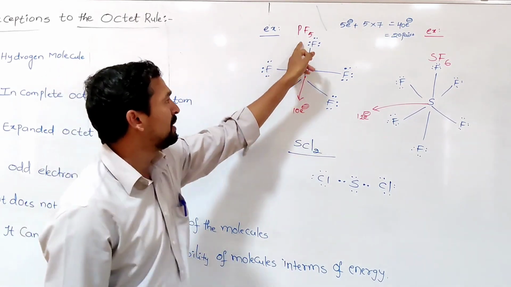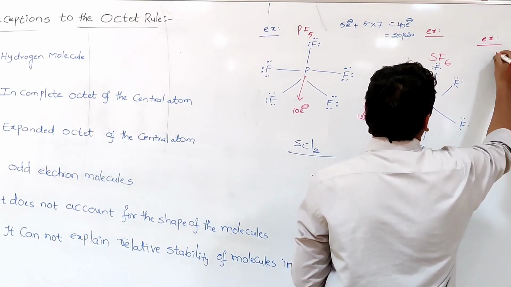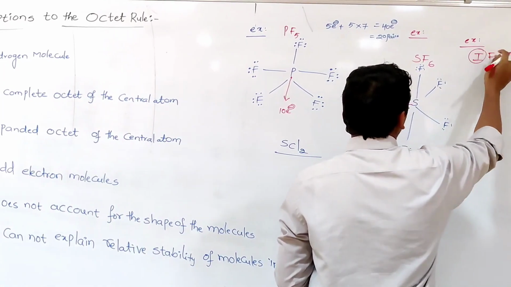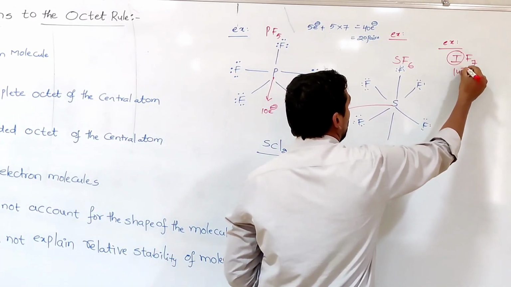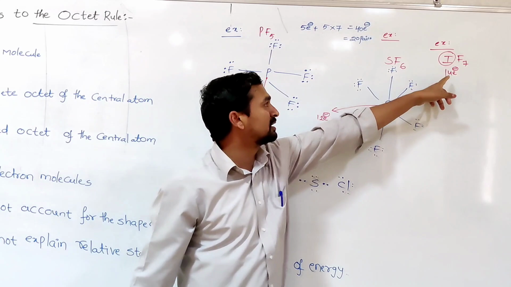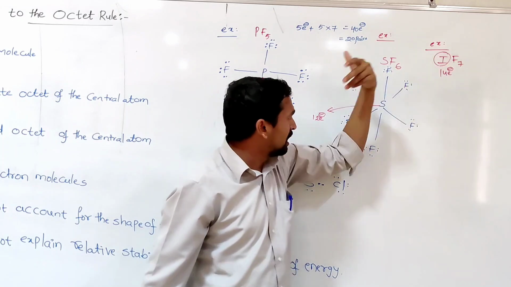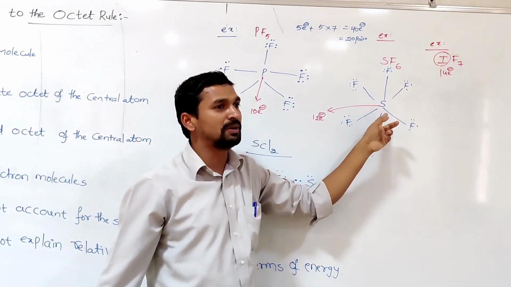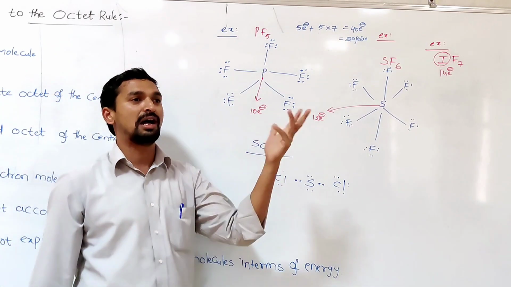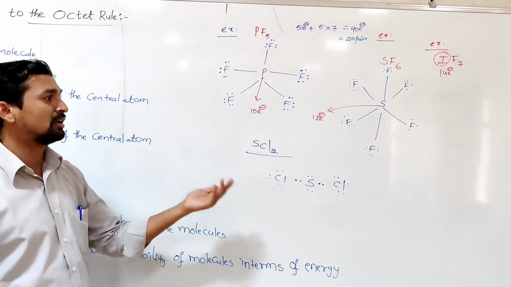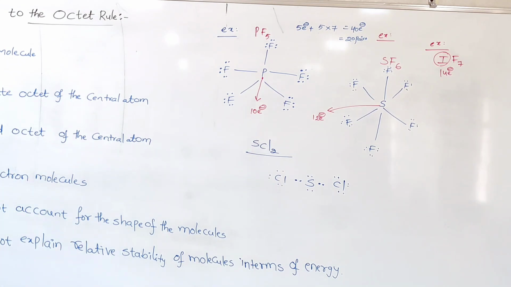So in all the cases, in PF5 or SF6 or IF7, one more example is IF7. Around the iodine, the 7 fluorine atoms are there, each fluorine linked with one bond. How many electrons are present? 14 electrons are present. Even with 14 electrons around the iodine, this molecule is said to be stable. Here iodine does not obey the octet rule, the sulfur does not obey the octet rule, and phosphorus does not obey the octet rule. But all the molecules are stable. Why are all those molecules stable even though they are not obeying the octet rule? That could not be explained by this octet rule. That is the third exception to the octet rule.